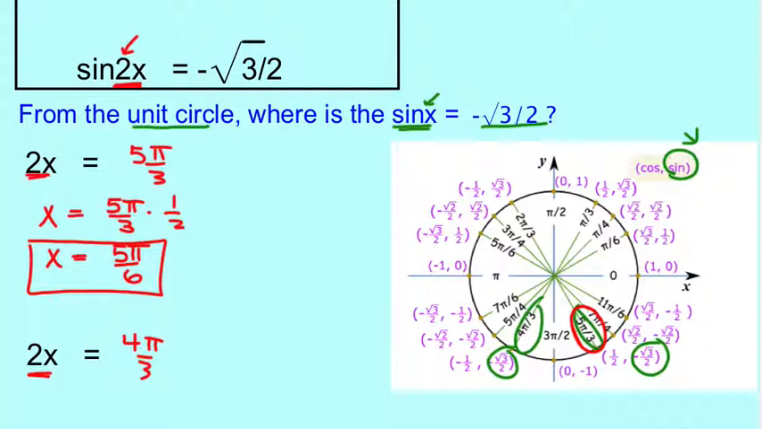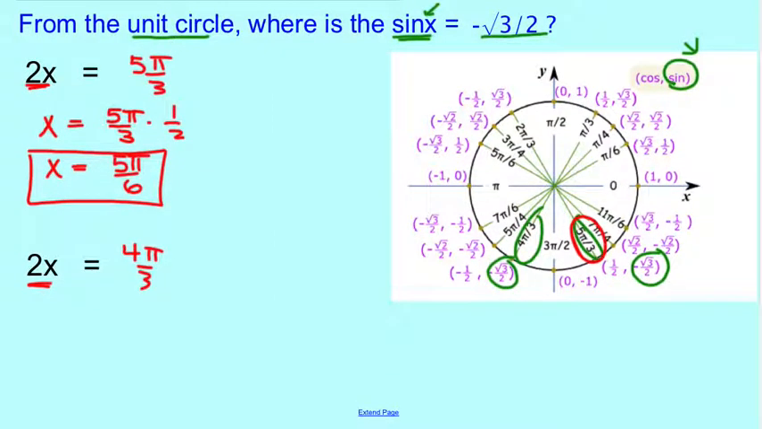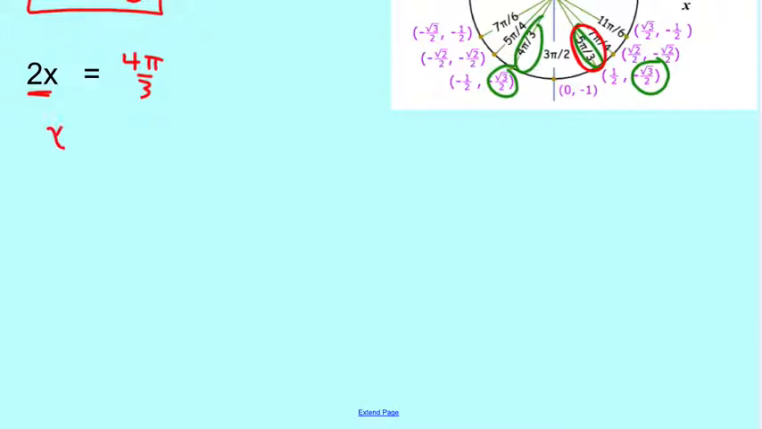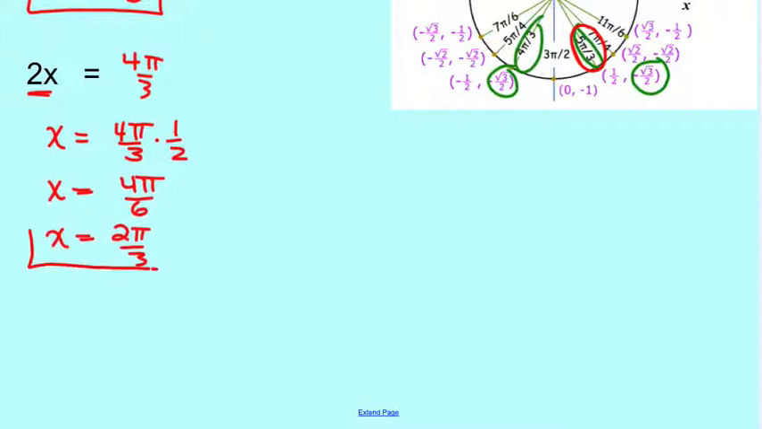Now we do the same thing again for 2x equaling 4π/3. Divide both sides by 2 or multiply by 1/2. We get x equals 4π/6, which is 2π/3. So there's your 2 answers.